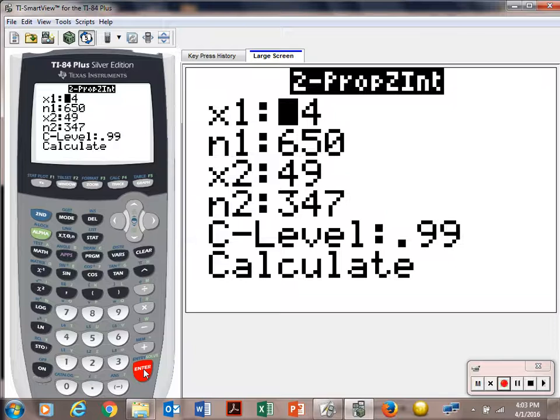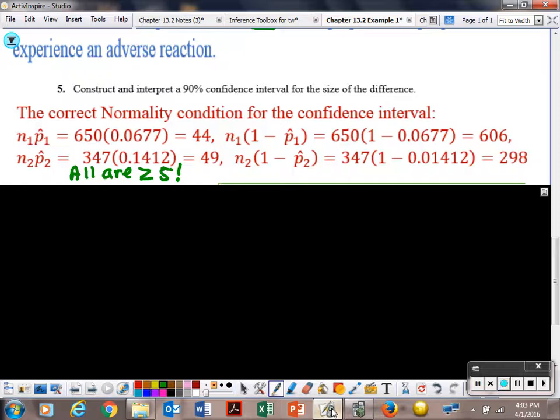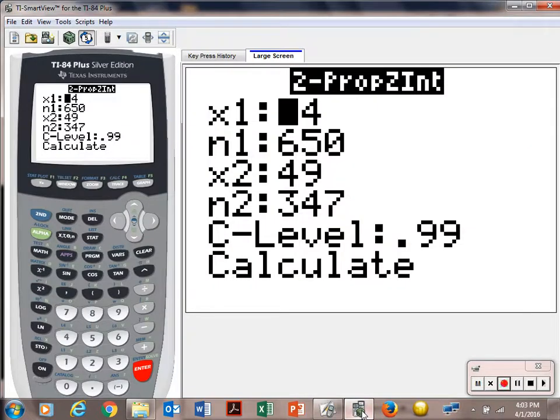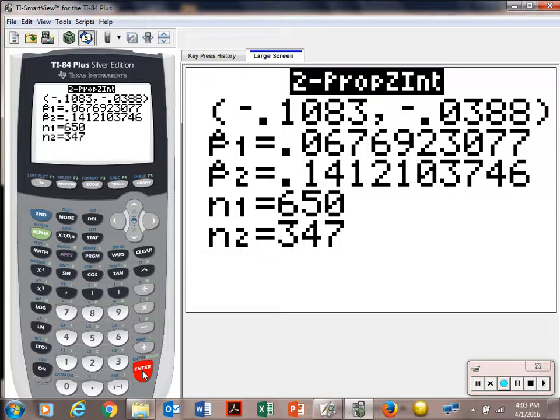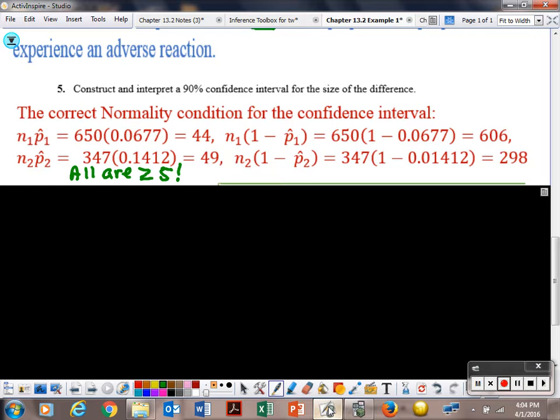Again, I've already put all of the data in. I just need to make sure my confidence level is correct. So going back to the problem, I want a 90% confidence level. So I just need to go down here again, change that to 0.90, and calculate. All right, so again, it's given you p hat 1, which we already knew, p hat 2, gives us n1, n2, and this is what we want right at the top. It says negative 0.1083 and negative 0.0388.